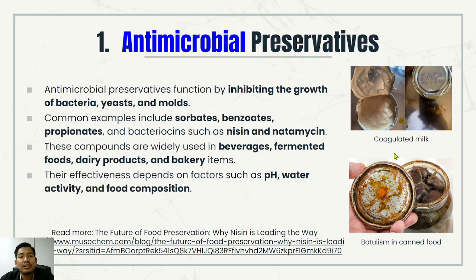First, the antimicrobial preservative. It functions by inhibiting the growth of bacteria, yeast, and molds, and any microorganism. Common examples include sorbates, benzoates, propionates, and bacteriocins such as nisin and natamycin. These compounds are widely used in beverages, fermented food, dairy products, and also bakery items. The effectiveness depends on factors such as pH, water activity, and food composition.